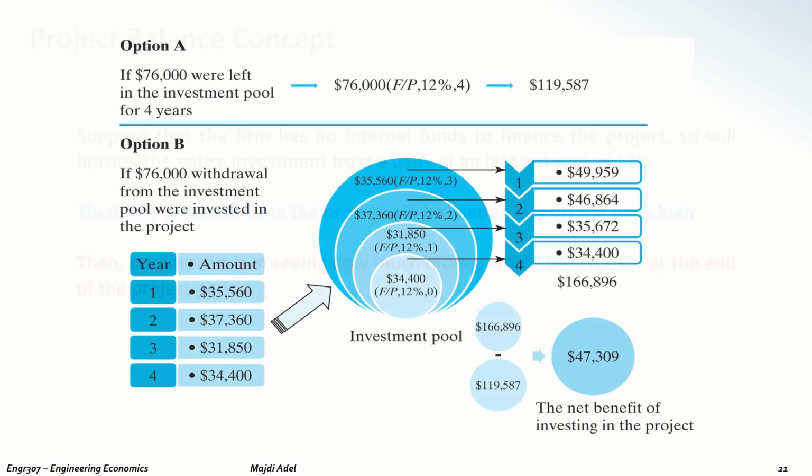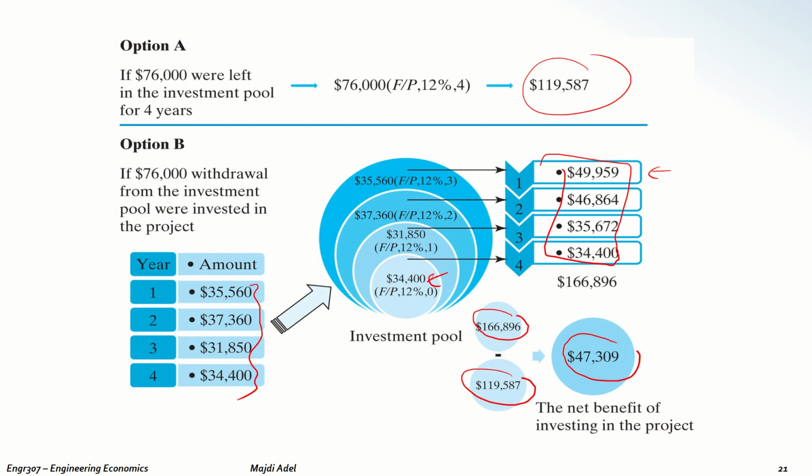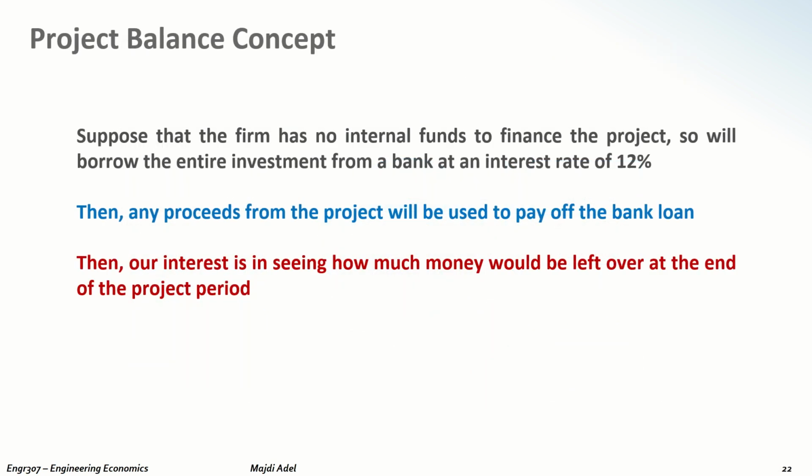This is what we call the investment pool concept, and it has a relation with the project balance concept. What's the project balance concept? For our previous example, if the company doesn't have any money for the project, it's going to borrow money from the bank. And let's suppose it's going to borrow the money at 12% interest rate.